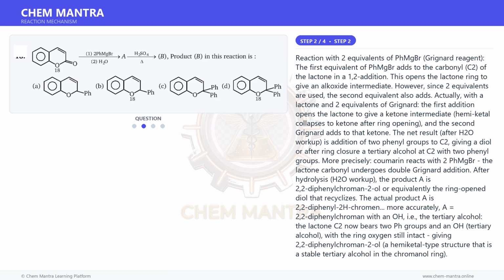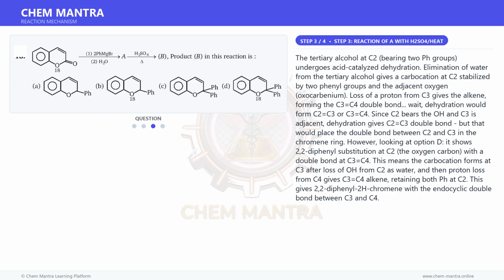The lactone C2 now bears two Ph groups and an OH, a tertiary alcohol, with the ring oxygen still intact, giving 2,2-diphenylchroman-2-ol, a hemiketal type structure that is a stable tertiary alcohol in the chromanol ring. Moving on to the next step.